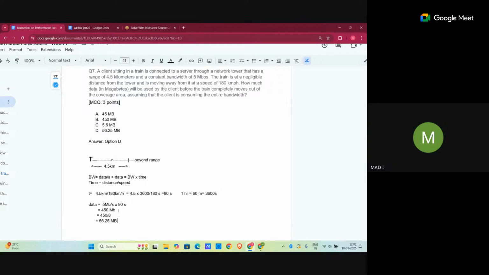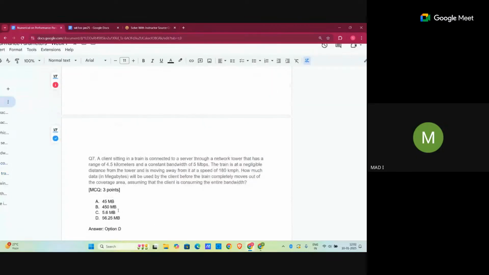Any doubt in this question? Shall I explain it again? Any doubt in this question? Ma'am, bandwidth is data per second, but you said the formula is number of requests per second into size of request. That is also valid. That's what I said.